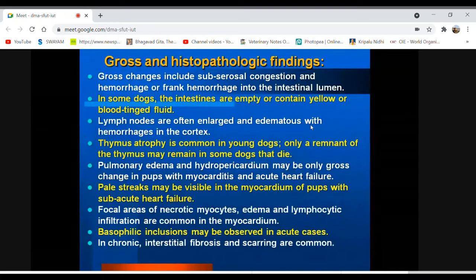Some pale streaks may be visible on the myocardium in those cases with acute heart failure, right? And focal areas of necrotic lesions in the myocytes, edema and lymphocytic infiltration are also common in the myocardium if you make a section of the heart. Then vascular inclusion bodies are present in acute cases, and in chronic cases there may be interstitial fibrosis and scarring. Okay.